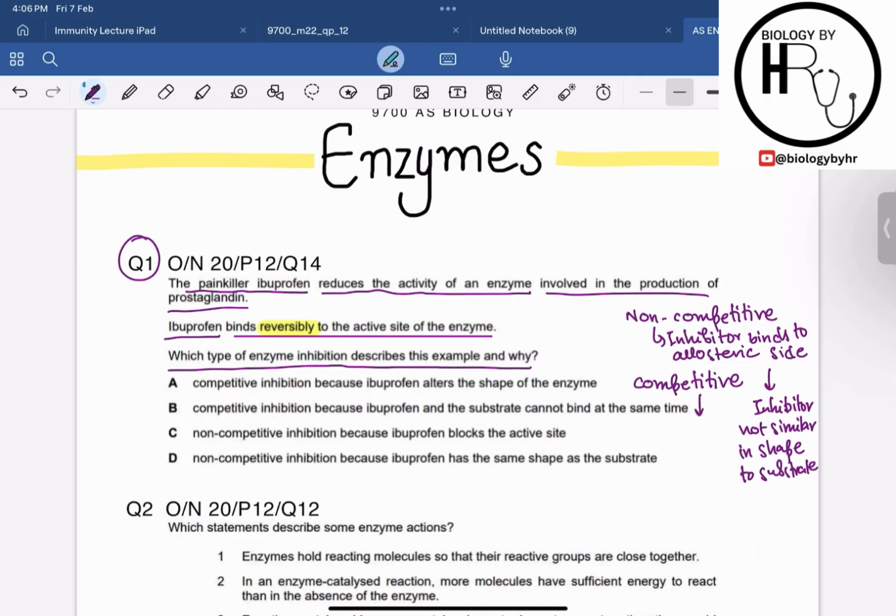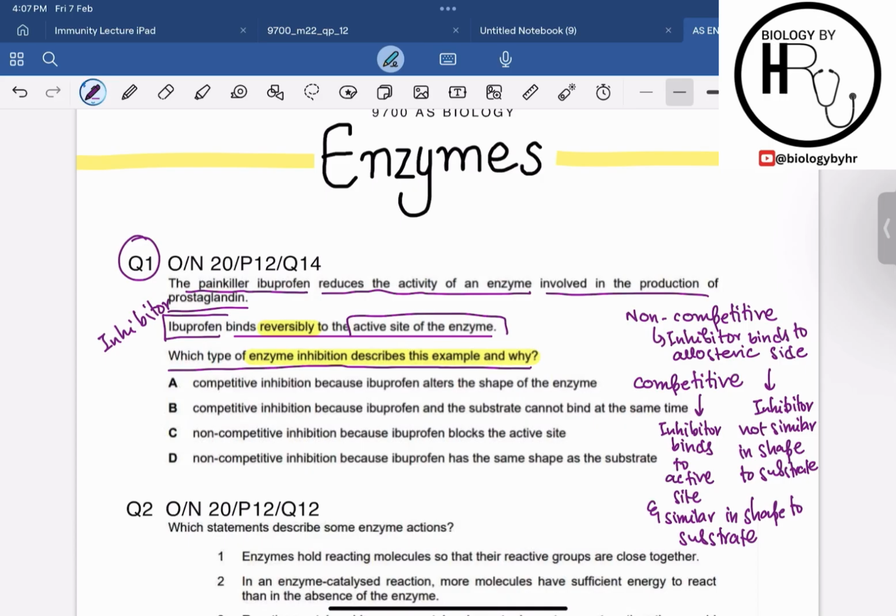And for the competitive inhibition, the inhibitor binds to the active site and it is similar in shape to the substrate. Now they are asking which type of enzyme inhibition describes this example and why. In this example, the ibuprofen binds reversibly to the active site of the enzyme. So ibuprofen is acting as an inhibitor over here, because it is reducing the activity of an enzyme by binding to the active site. So it must be the competitive inhibition.